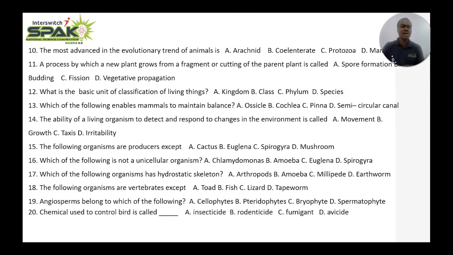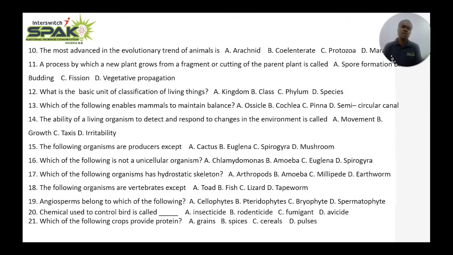The next question says the chemical used to control birds is called dash. A, insecticide. Insecticides kill insects. Rodenticides are used to kill rodents, rats. Fumigants are generally used to fumigate, to do away with germs, with microorganisms or anything little. But when you talk about herbicide, they are used to kill birds. Of course, in biology, birds are called Aves. So herbicide is used to kill birds.